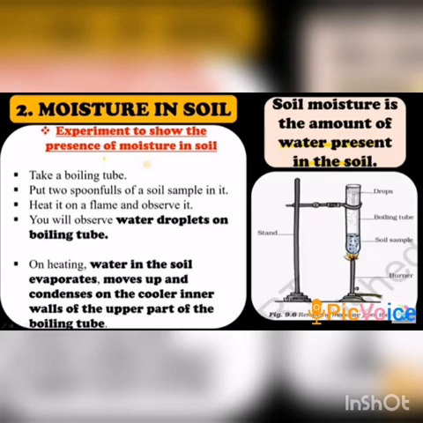So this shows the moisture content in the soil. Moisture means it is a water content, isn't it, children? Yes. Soil moisture is the amount of water present in the soil. Do you understand the activity, children? This experiment shows the presence of moisture, that means water content in the soil.